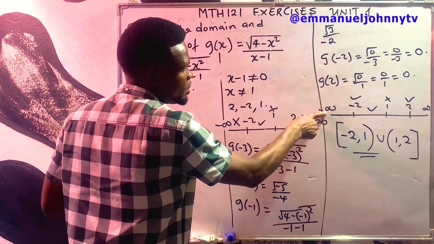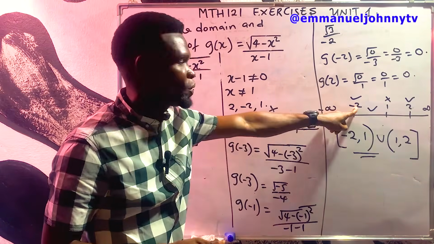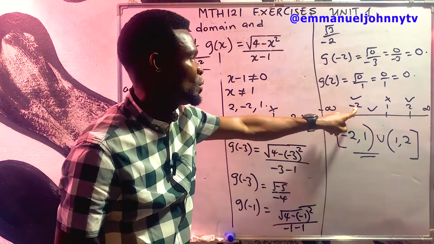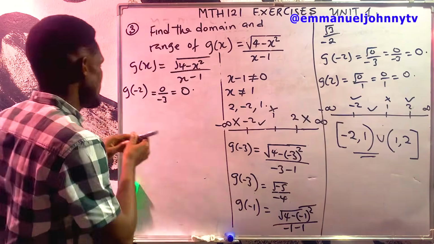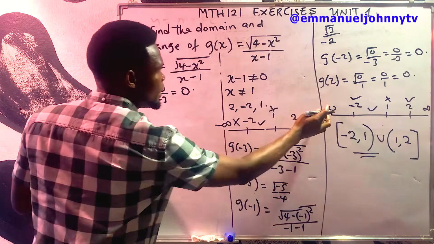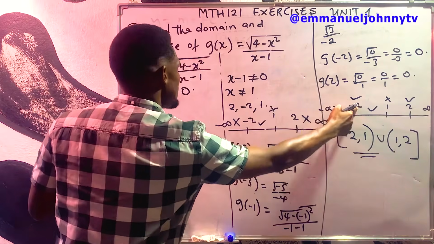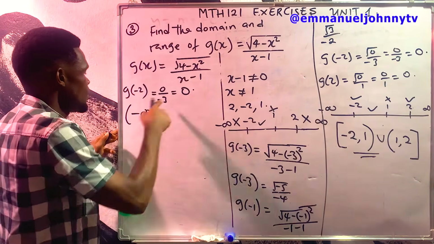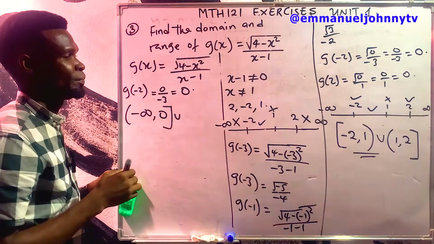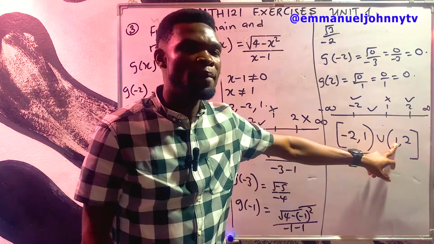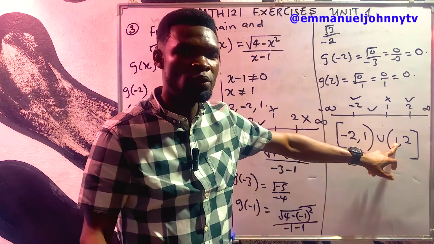So that means that the range, of course, I pick -2 from the negative region. So from negative infinity to -2, it outputs 0. So it will be from negative infinity to 0, and 0 is closed. And coming here, if I put 1, of course, you know it will be undefined. No need to test that.